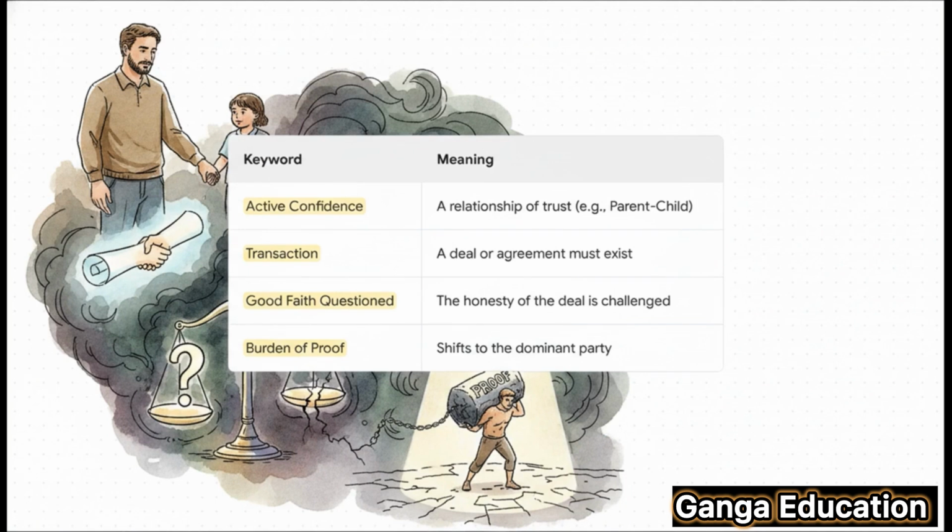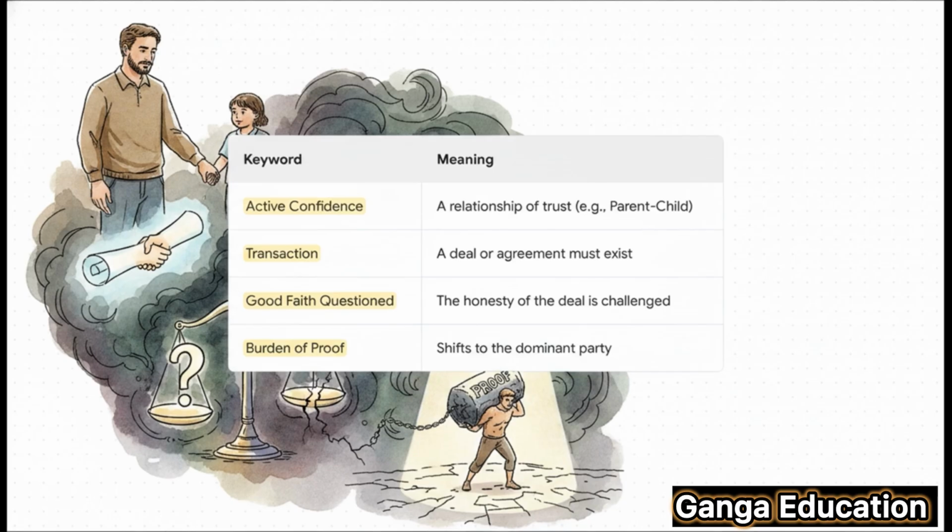First, there must be a relationship of active confidence. Second, there has to be a transaction, some kind of deal between these parties. Third, the good faith or fairness of that deal has to be challenged. And once those 3 things are established, the 4th and most critical element kicks in.